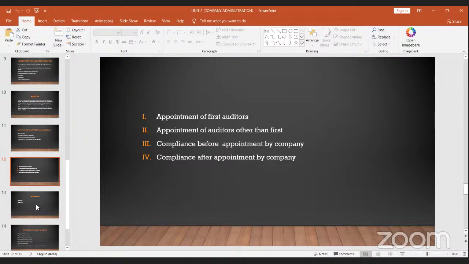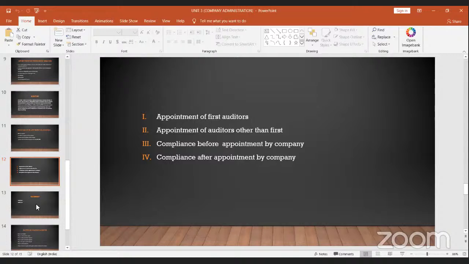Appointment of the auditor other than the first. A company shall, at the first annual general meeting, appoint an individual or an audit firm who shall hold the office until the conclusion. Apart from the first auditor, within 30 days of the first meeting, it's not an annual meeting, it's a general meeting, they can appoint an auditor who can give a conclusion on the financial details of the company.